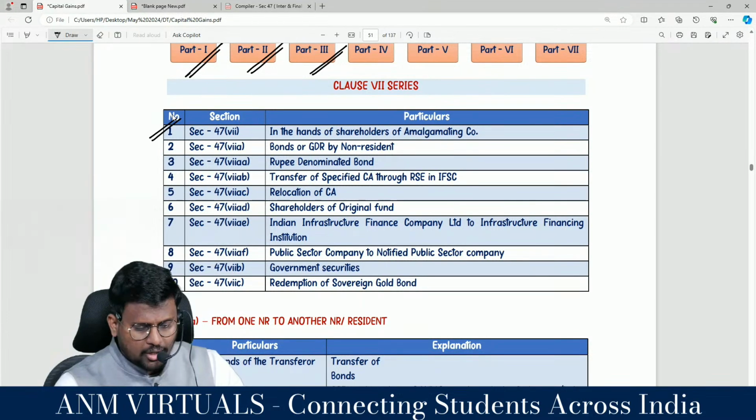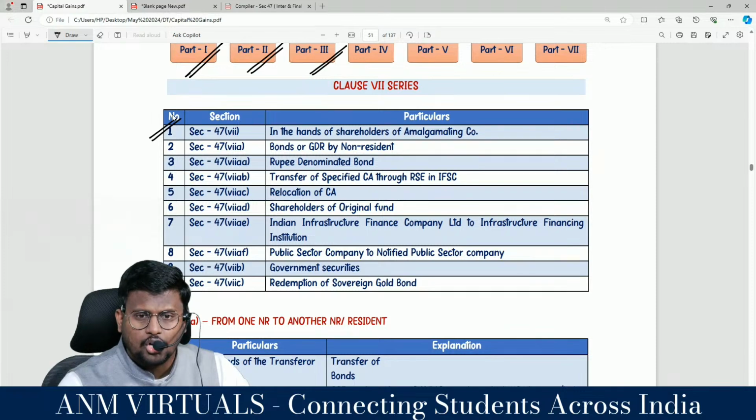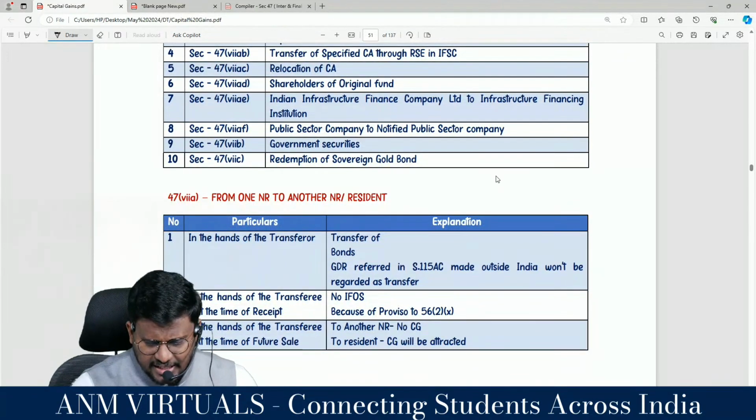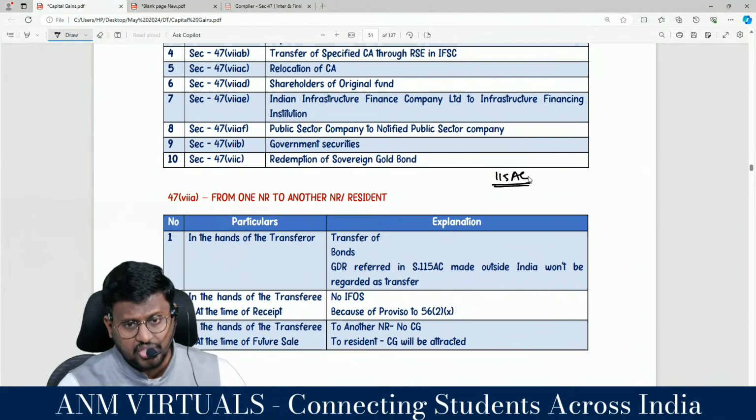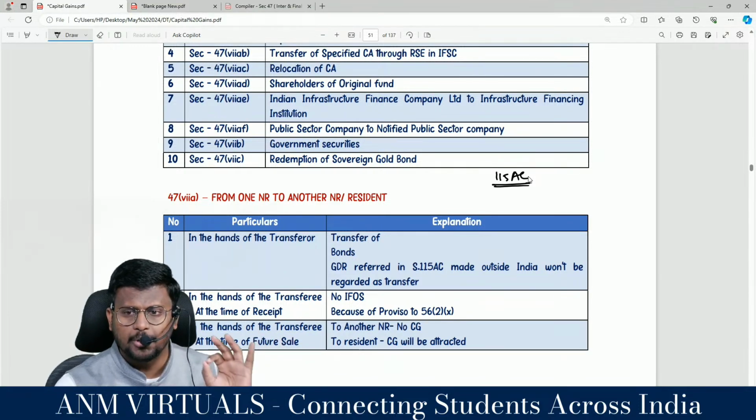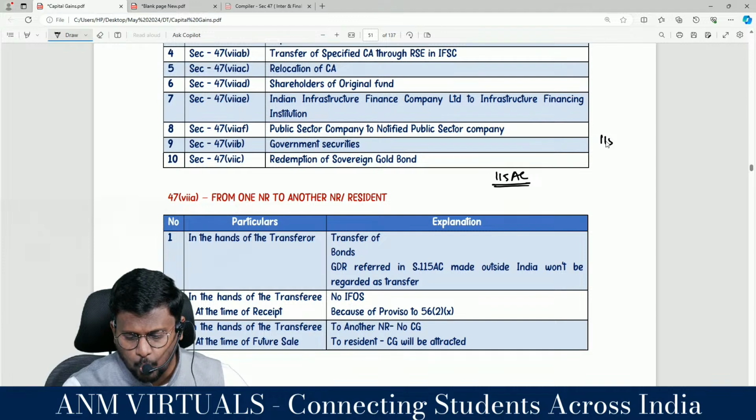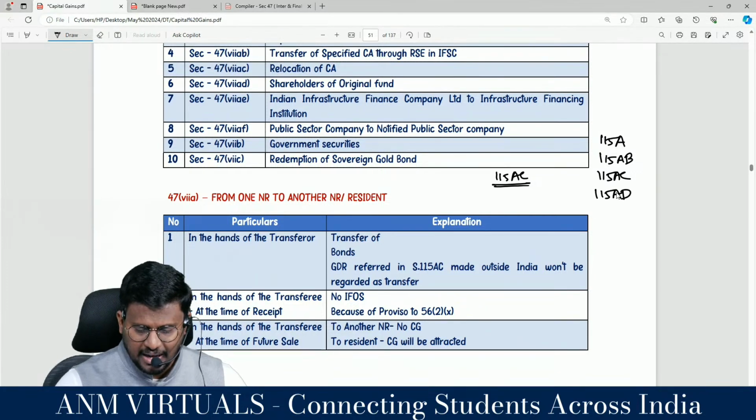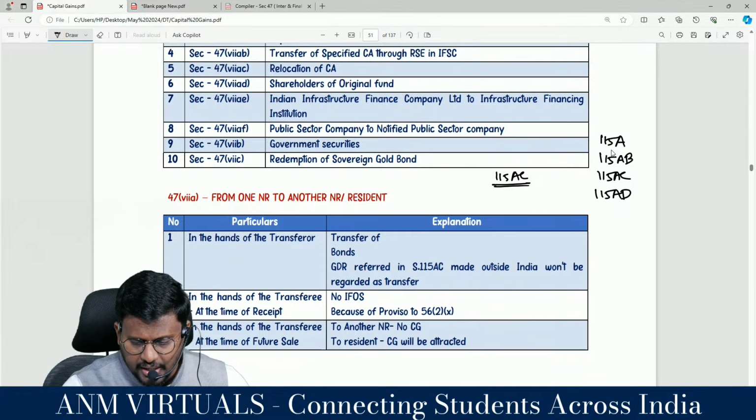Coming to 47 clause 7A, bonds or GDR by any resident. Sir, there is a section called section 115AC. This 115AC is applicable to non-residents. Already I said 115A, 115AB, 115AC, 115AD, like that it goes.